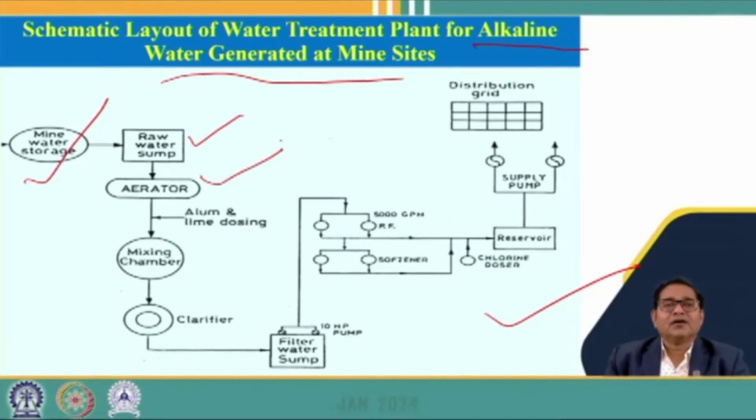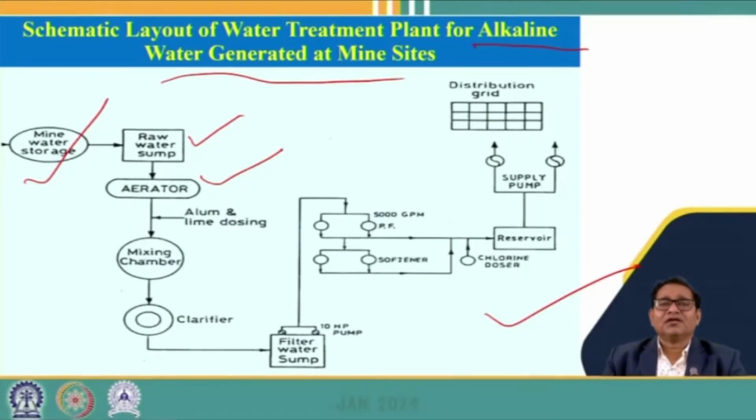After equalization, the water first goes to the aeration system, where it is aerated with a diffused aeration system or surface aeration system. There are different types of aerators available. In the aeration basins, the entire water coming from the sump has to be aerated. This aeration is carried out to oxidize the iron and manganese present in the water. Normally, this type of alkaline mine water contains a little iron and manganese, which can be removed by the aeration process.